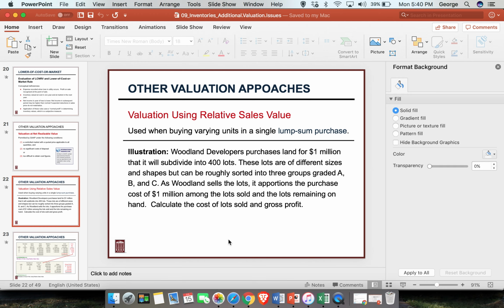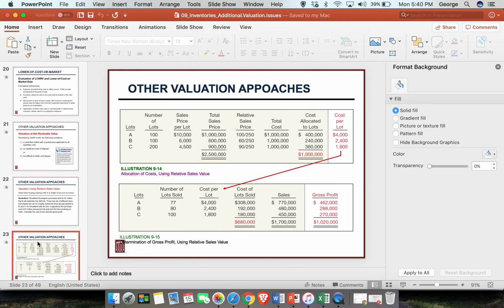Woodland developers purchases land for $1 million that it will subdivide into 400 lots. So these lots are of different sizes and shapes, but can be roughly sorted into three groups, A, B, and C, by how they're graded. As Woodland sells the lots, it apportions the purchase cost of $1 million among the lots sold and the lots remaining on hand, to calculate the cost of goods sold. So we're going to use relative sales value to allocate cost.